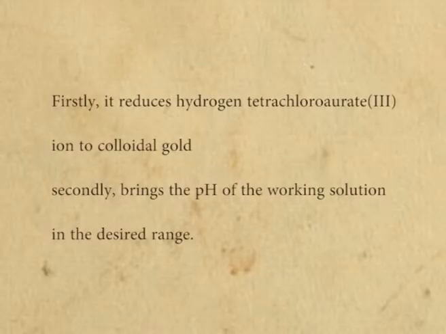It is pertinent to state that citric acid performs two functions. Firstly, it reduces hydrogen tetrachloroaurate ion to colloidal gold, and secondly, brings the pH of the working solution in the desired range. The gold particles adsorbed on amino acid, protein and peptide content of fingerprint residue do not impart a pronounced color to the ridges. Nevertheless, these provide a site for the nucleation of silver particles.